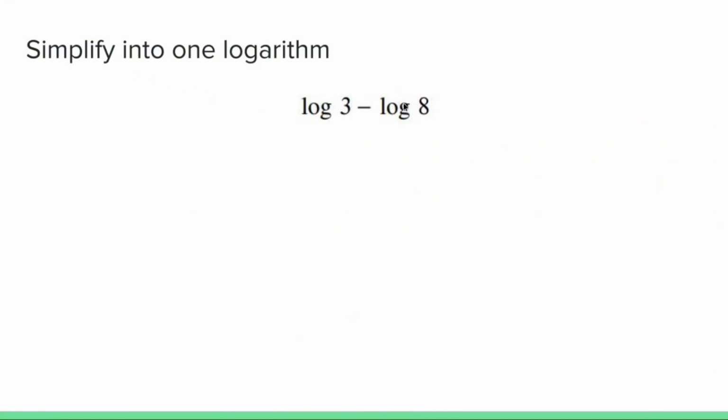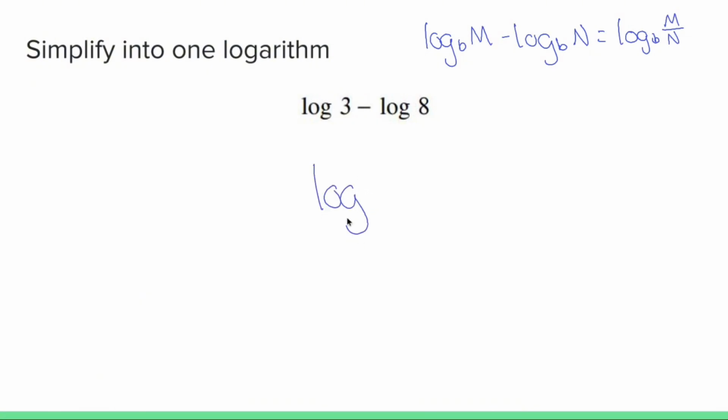Simplify into one logarithm. When subtracting logs of the same base, for example, log base b of m minus log base b of n, what you do is you simplify them into one logarithm but divide the inside. So this becomes log base b of m over n. These guys have the same invisible 10 as a base, so this follows those rules. So log base 10 of 3 minus log base 10 of 8 is log base invisible 10 of 3 over 8. And that's it. That's all you have to do.